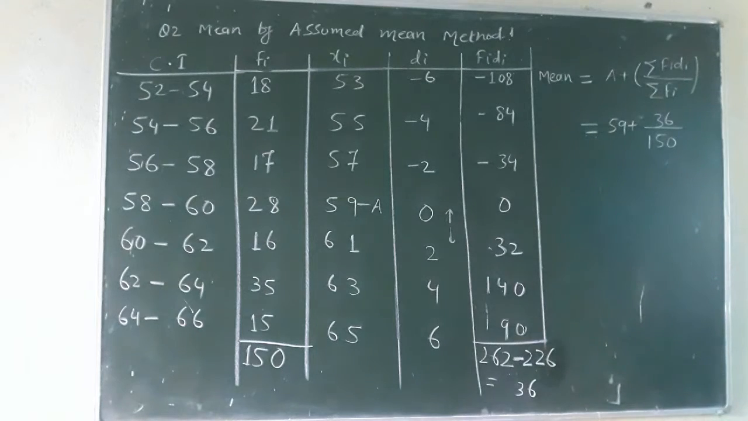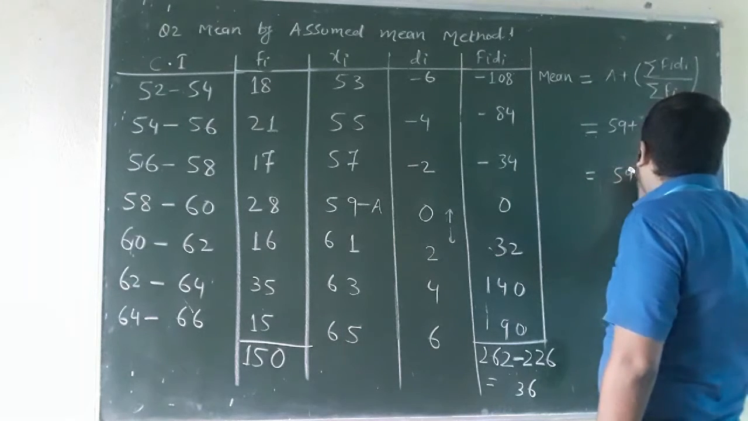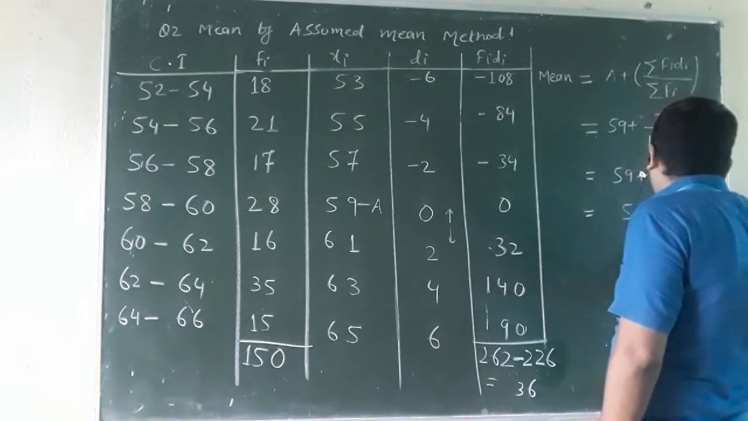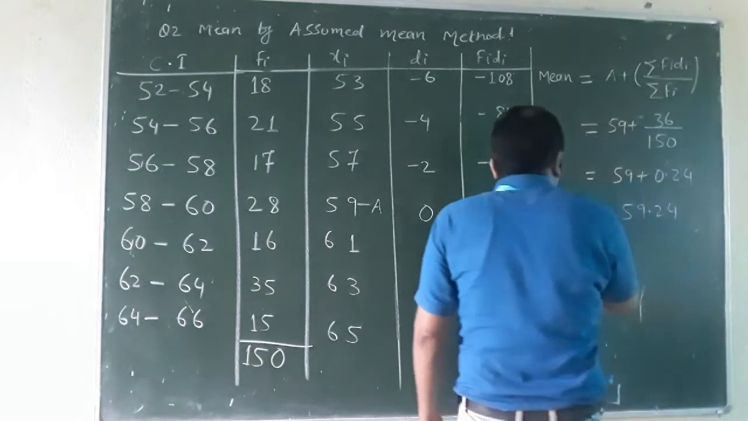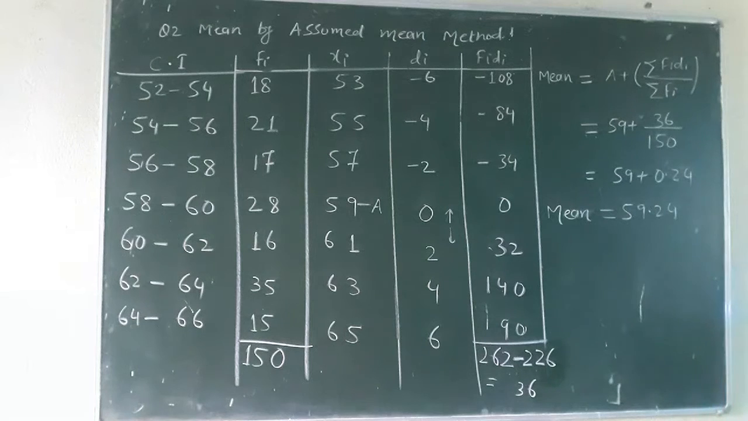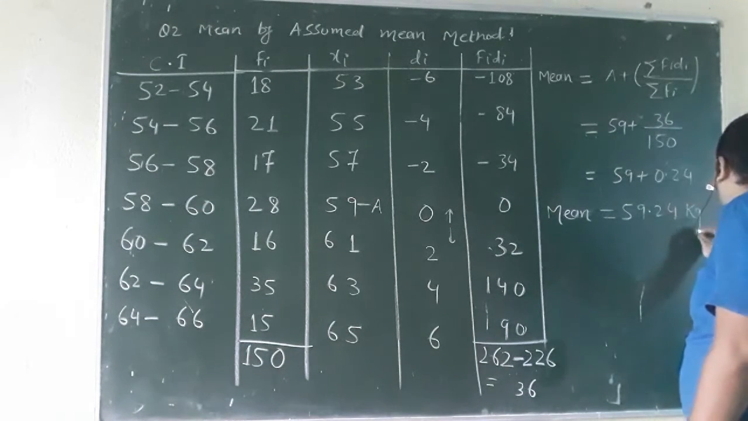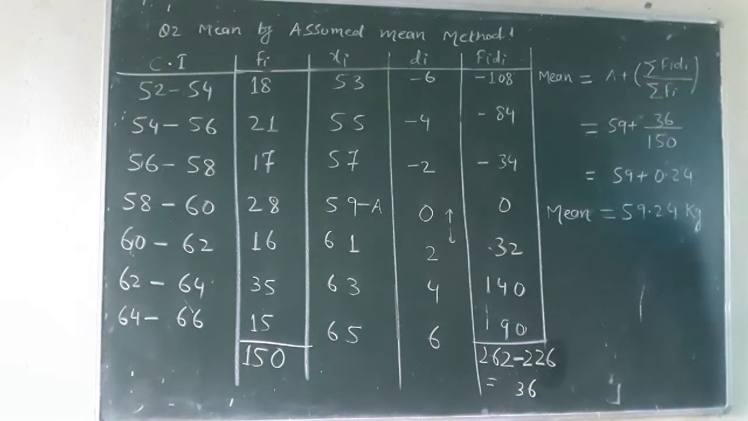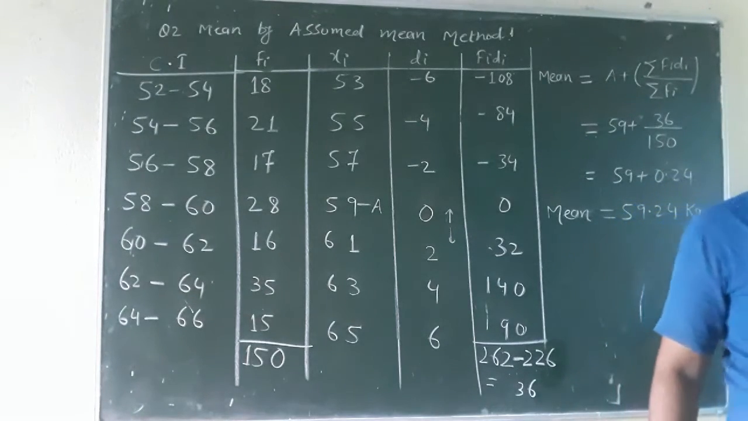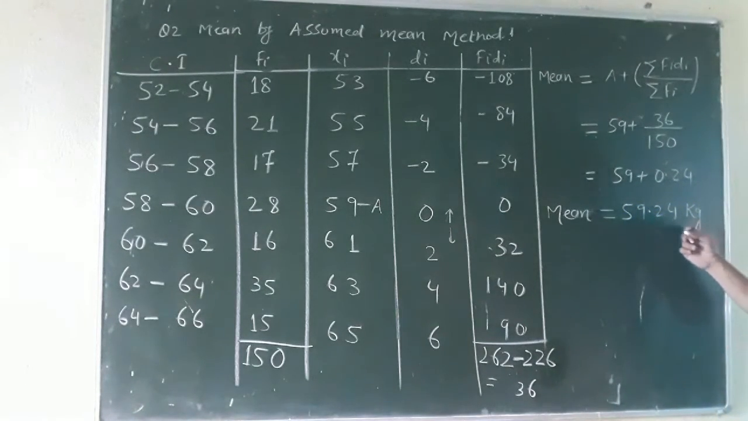36 divided by 150 is 0.24, so the mean is 59 plus 0.24. If the question is in centimeters, then we have to write centimeter. Here in the question it is given in kg, so we have to write kg also. So the mean is this one. In the question, whatever unit is given, as per the question you need to put the unit.